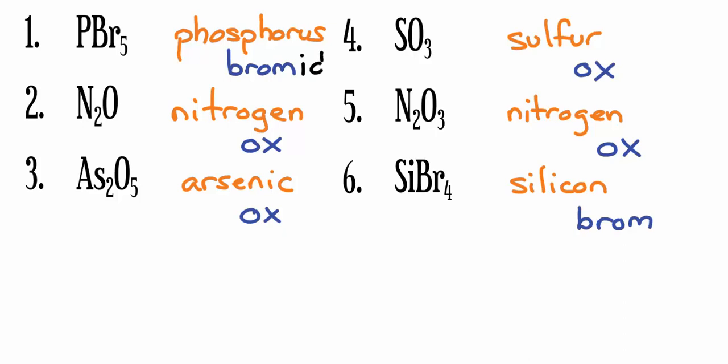I'll go ahead and sweep back through for that second step where I change the ending of the second one to "-ide." Bromide, oxide, oxide, oxide, oxide, and bromide.